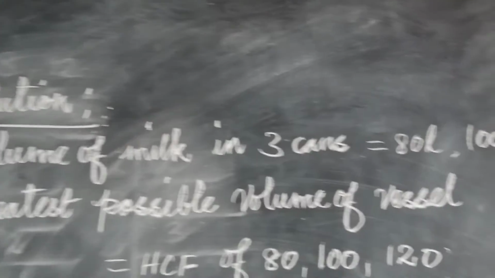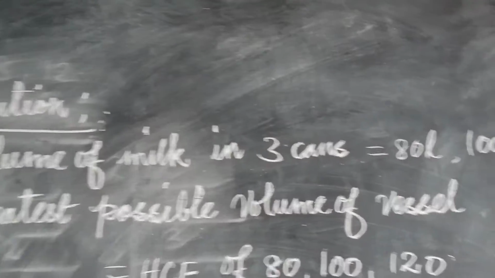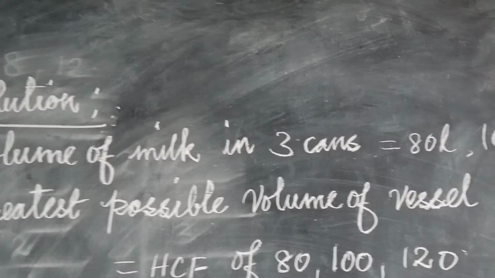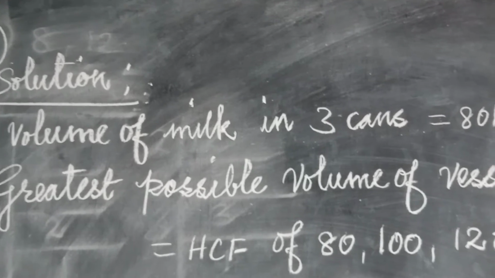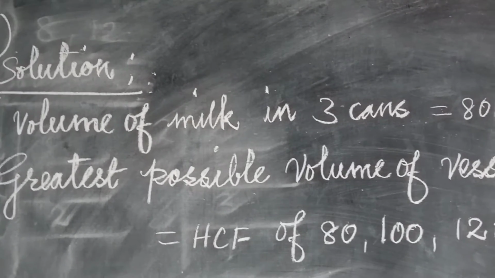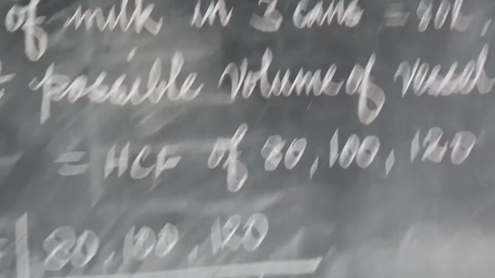Sixth sum, they have given the volume of milk in 3 cans, 80 liters, 100 liters, 120 liters. And they told us to find out the greatest possible volume of vessel like that. So greatest, what do we know, highest common factor, HCF. So we are going to find out HCF of 80, 100, 120.